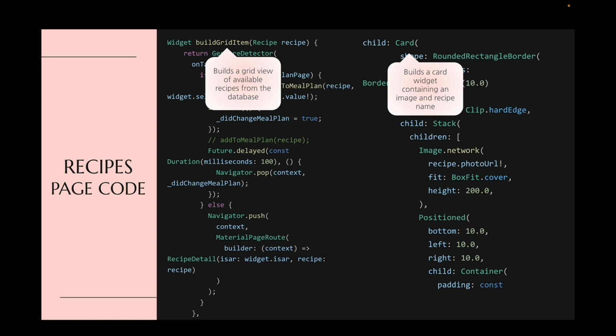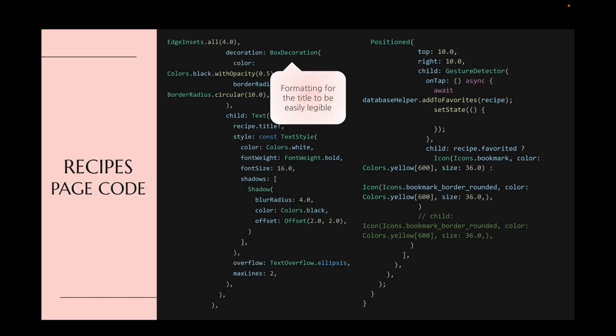And the card is built with a card widget, and this one uses a stack widget so that we can stack the image and the name of the recipe on top of it, as well as the bookmark icon on the top right.